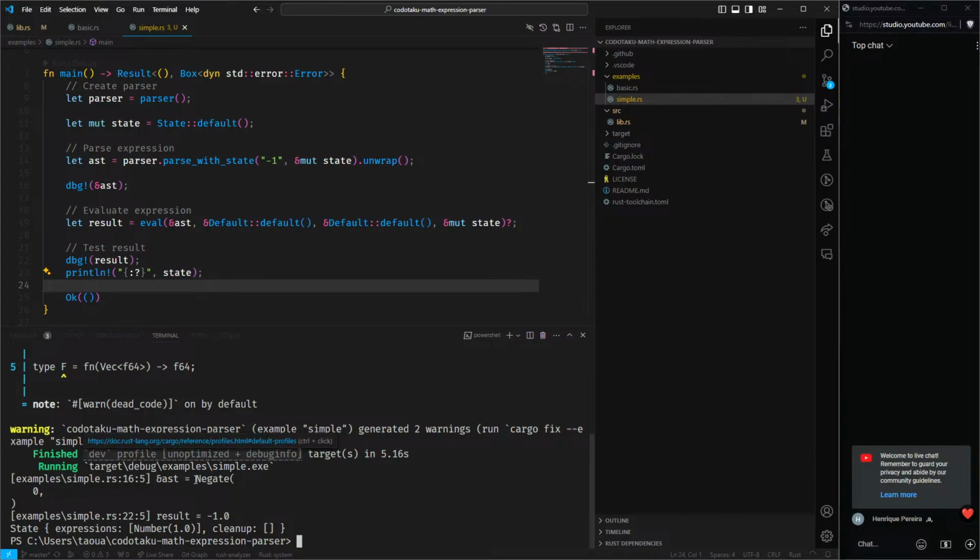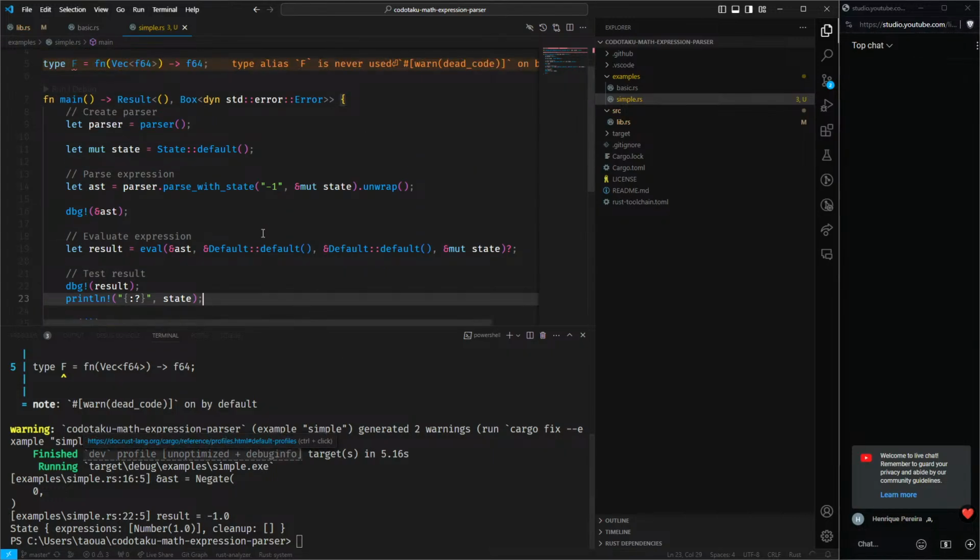This is our AST. It's a negate 0. Result -1. So this is the result of the evaluation, pretty much. -1, which is correct. And the state, it's 0, so it's looking at the first expression in the vector, it's referring to that. So negate 0, and 0 refers to this number 1, so this is negate number 1, right? We probably gotta make a function to print this correctly, but yeah.